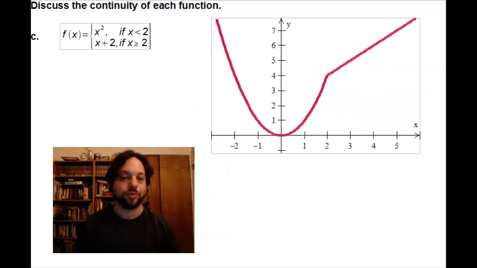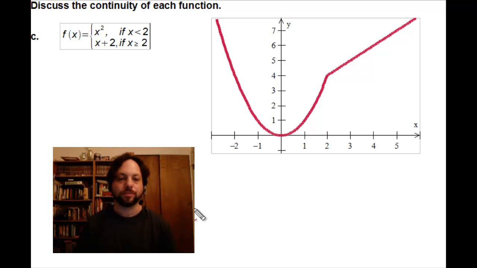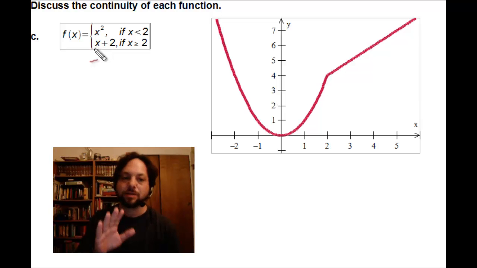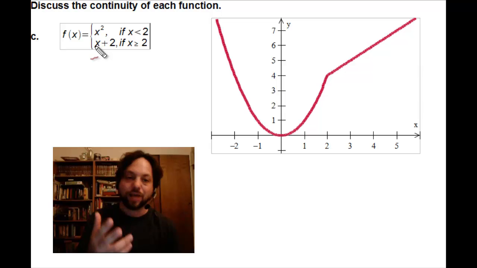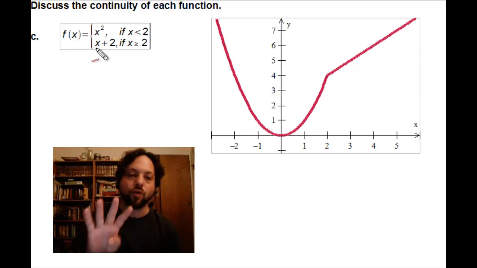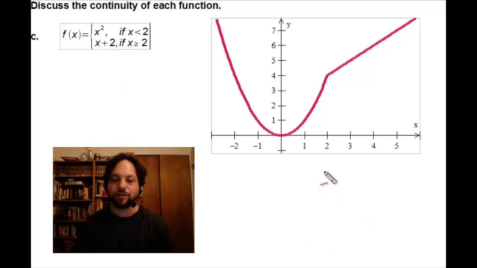With example C, we get to a very interesting situation where we need to discuss the continuity of a piecewise function. Now, fortunately, this piecewise function is made up of two polynomials. And I will tell you right now that there are four types of functions that are continuous on their entire interval. I'll write them down here for you if you like. These are going to be called continuous on entire interval. I should say on their entire domain.